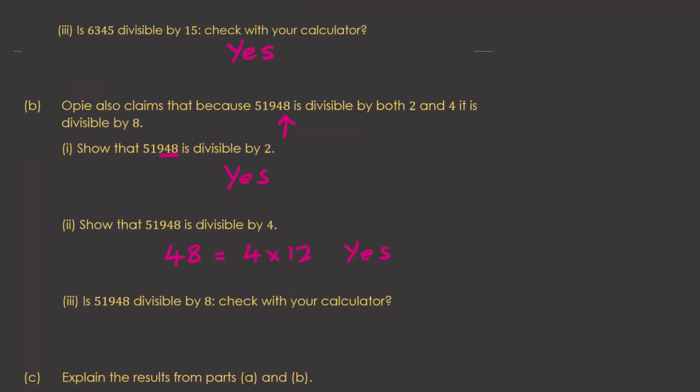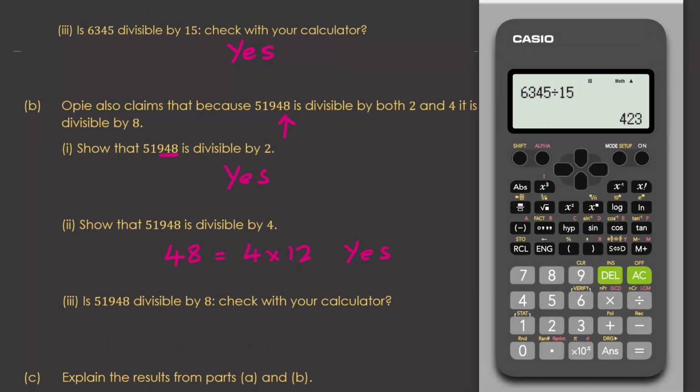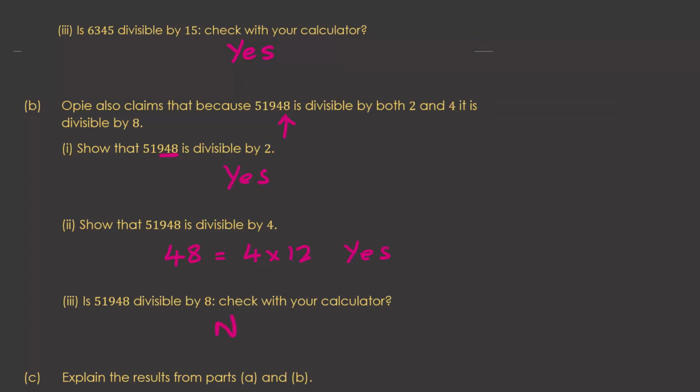Is it divisible by 8? Let's check on the calculator. So we've got 51,948, and we divide that by 8. And no, it's not, because we get a decimal answer. So the answer there is no.